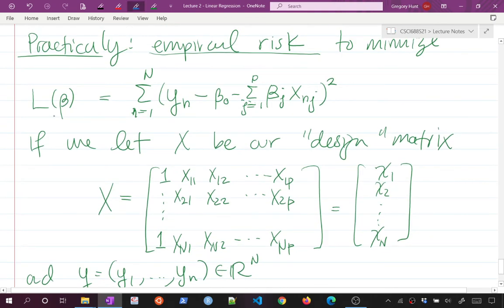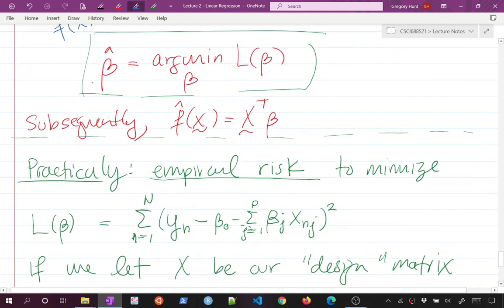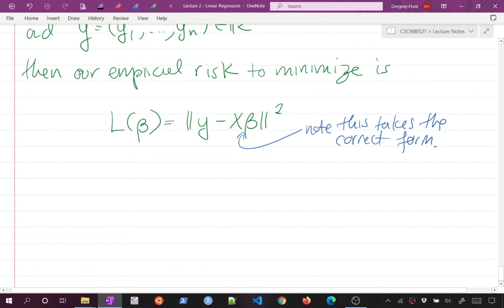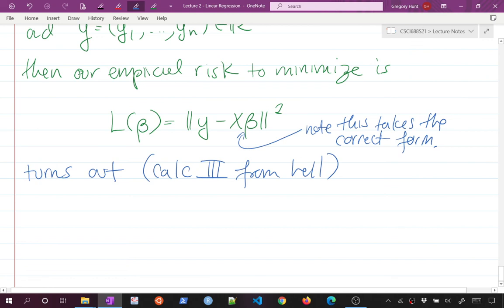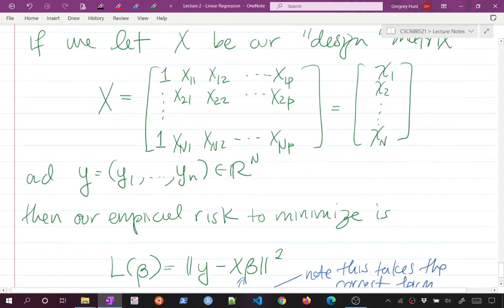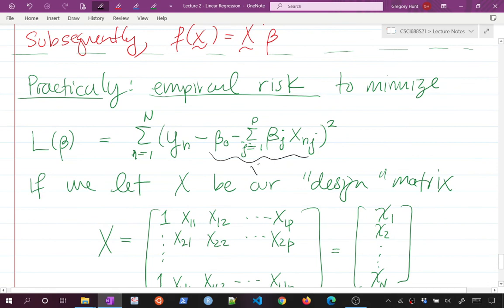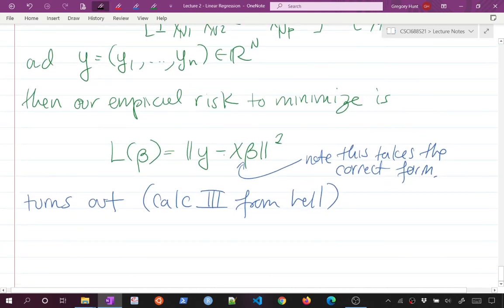So again, what we're trying to do is find the beta that minimizes our empirical risk here. And it turns out, through some Calc 3 problem from hell, what you can do, because this is a differentiable function, right? So this is the norm of y minus x beta. So x beta basically gives us this, x beta over all the n's. And then we take y minus it, we take the norm, and we square it.